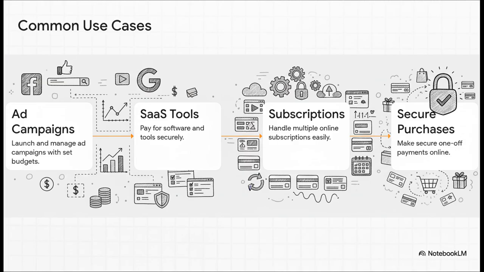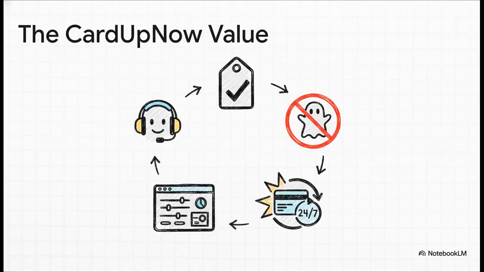And this is where it all comes together. People are using these cards to set hard budgets for their Facebook or Google ad campaigns. They're paying for software tools without connecting their main bank accounts. They're creating separate cards for every single subscription to track spending perfectly and making those secure one-off purchases we talked about earlier. The big takeaway here is really simple. You get straightforward pricing with zero nasty surprises.